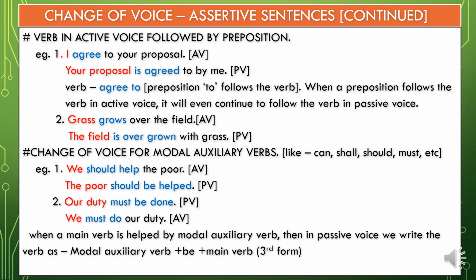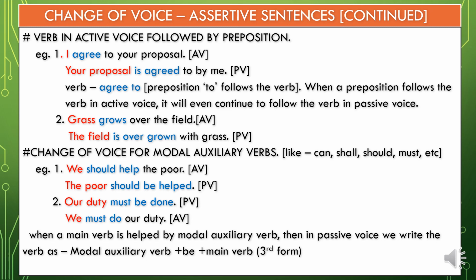For example, we should help the poor. It will become the poor should be helped. We must do our duty will become our duty must be done. So the structure will be modal auxiliary plus be plus main verb in the third form.